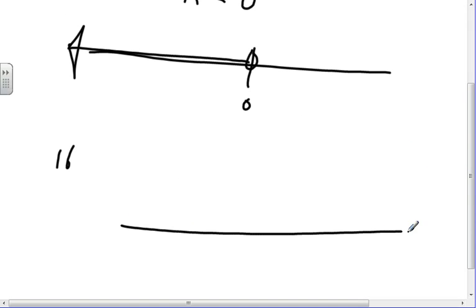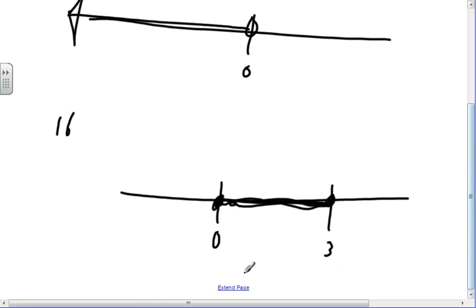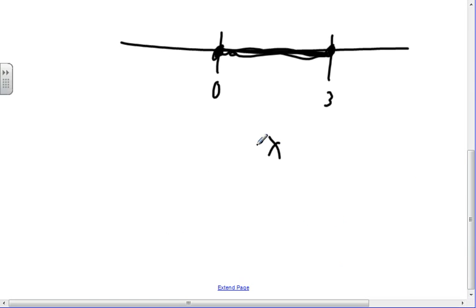Number 16. We have a number line. We've got a 0, and we have a 3. And then we've got something going in between them. All right, so what does that represent? That represents that x is greater than or equal to 0. At the same time, x has to be less than or equal to 3.